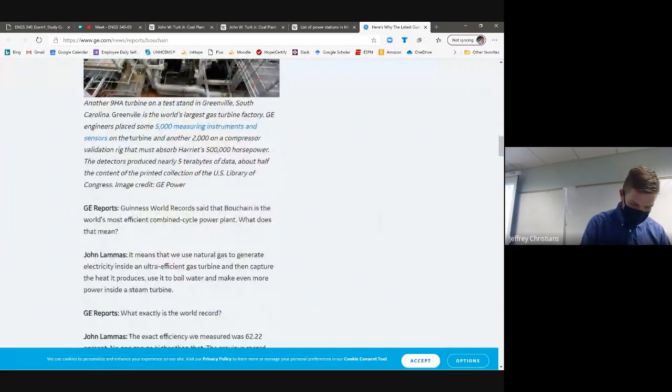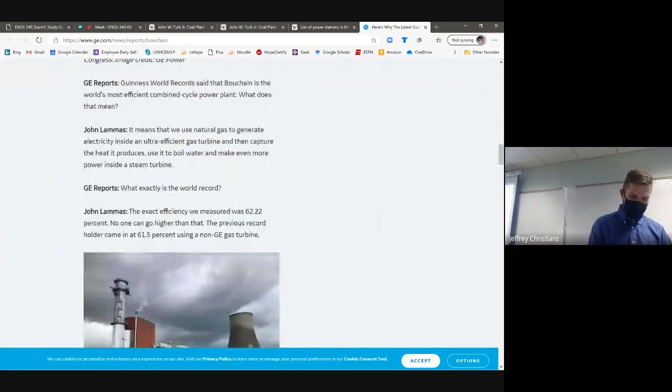And I think the exact efficiency, so this was the world record efficiency that they measured, 62.22%. The previous record holder was 61.5. And as I said, that's kind of where Holland's power plant is.